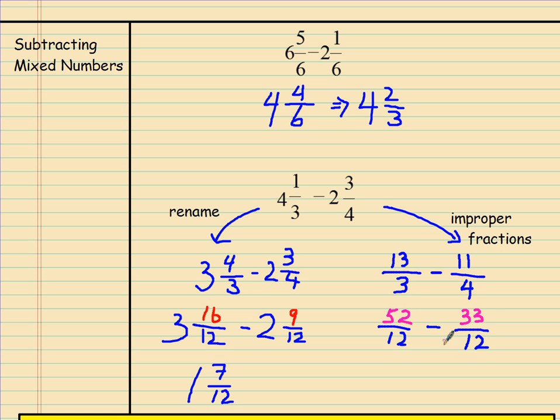Now we can subtract. 52 minus 33 is 19. And we keep the denominator. And we're going to rewrite this as a mixed number. We have 12 goes into 19 once, remainder 7, and we keep the denominator. We get 1 and 7 twelfths, which is the same answer if we do the other method. Now, whichever method is easier for you, go ahead and do that.